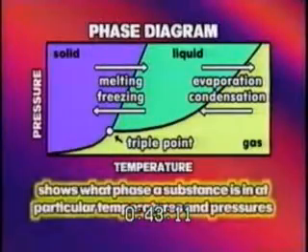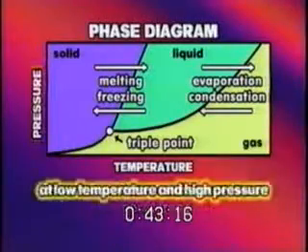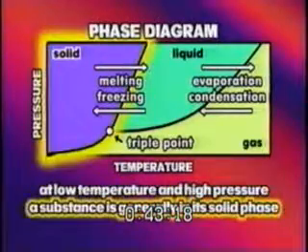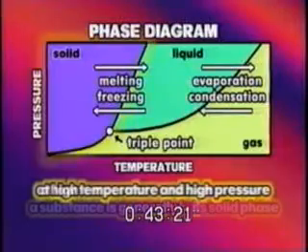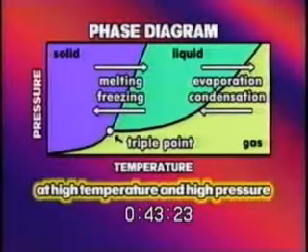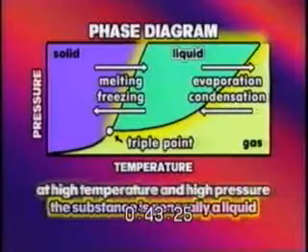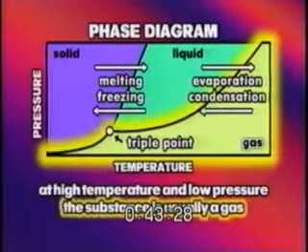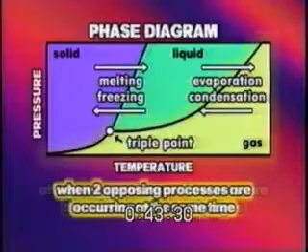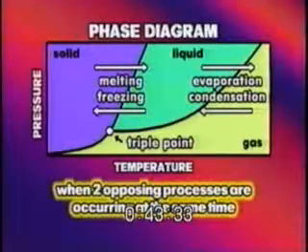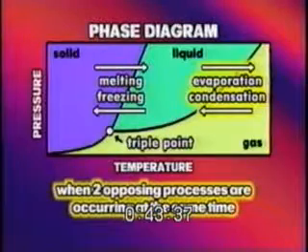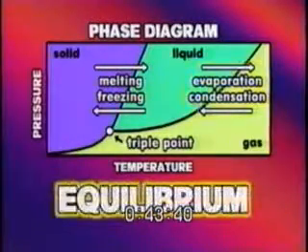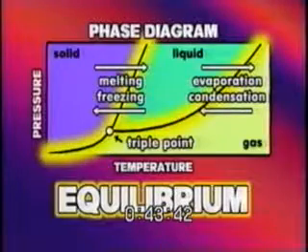A phase diagram shows us what phase a substance is in at particular temperatures and pressures. At low temperature and high pressure, a substance is generally in its solid phase. At high temperature and high pressure, the substance is generally a liquid. And at high temperature and low pressure, the substance is usually a gas. When two opposing processes are occurring at the same time, for example, if a liquid is evaporating and condensing simultaneously at the same rate, it is called equilibrium. The lines on the diagram represent the equilibrium point between states.